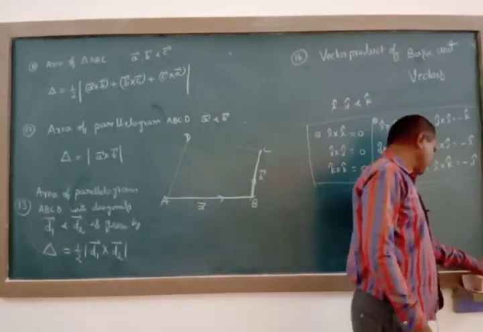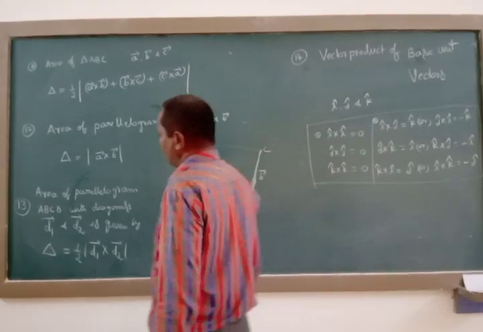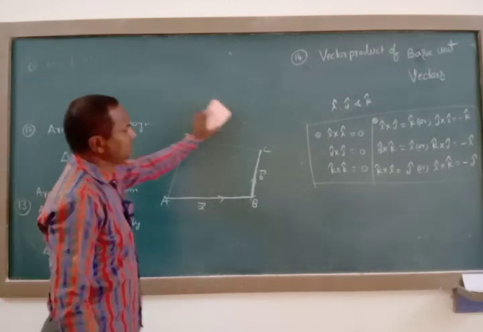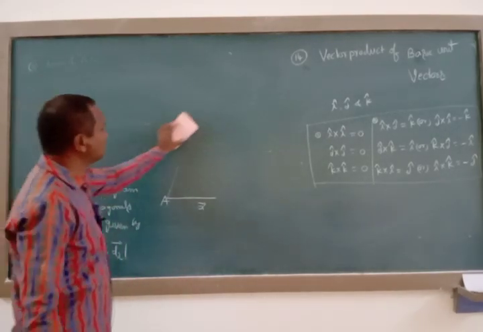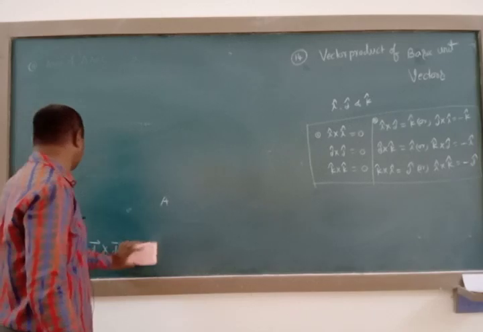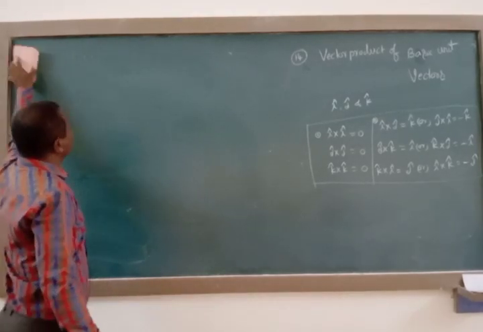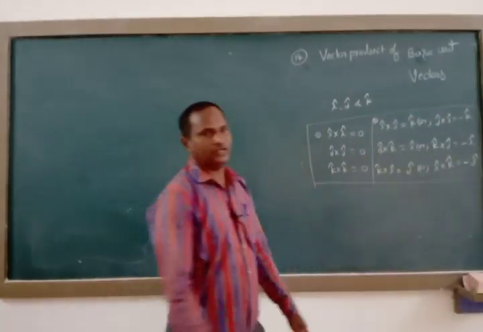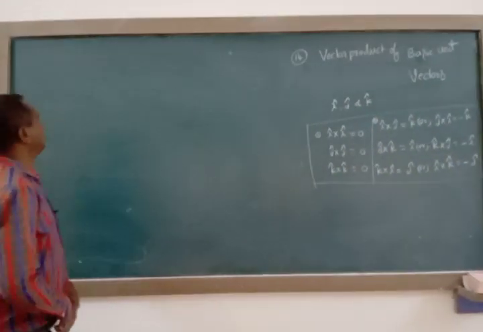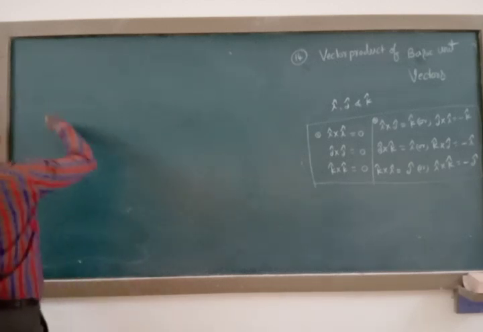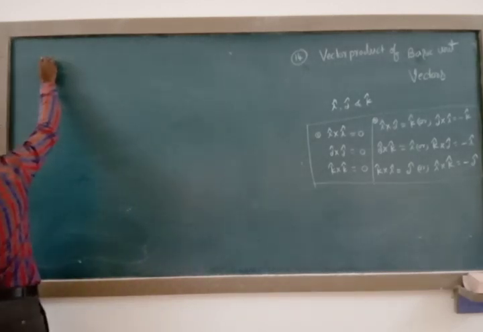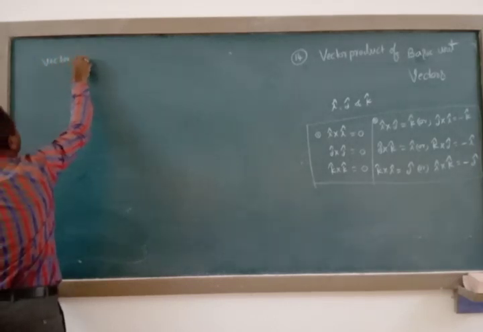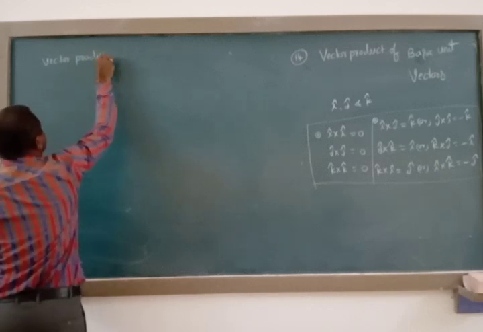Next, the last point is 15th. Up to now I told different types of formulas on vector products or cross products. But how to find the vector product or cross product? That is vector product in terms of components. Already I told, in case of vector product, here we are going to apply determinant rules. Vector products in components.